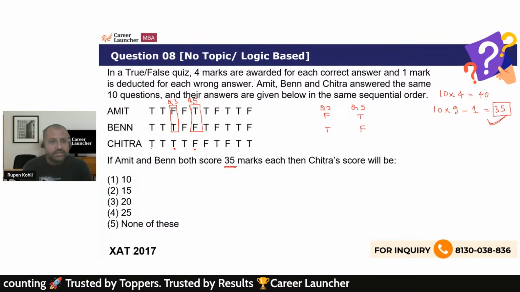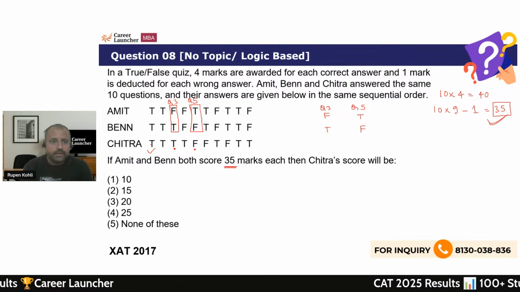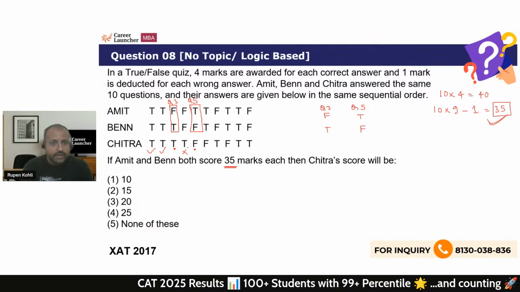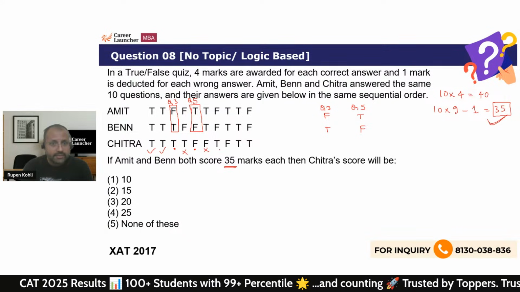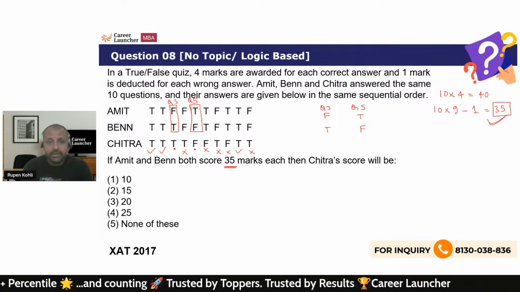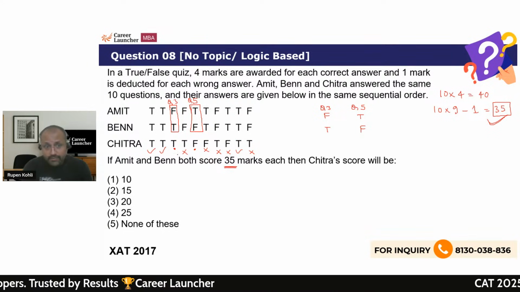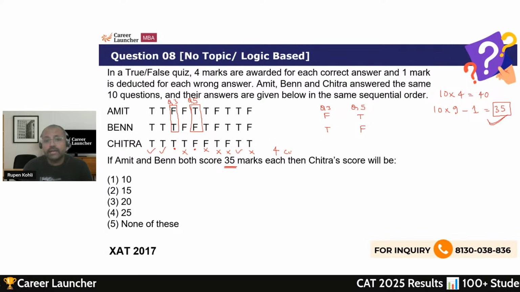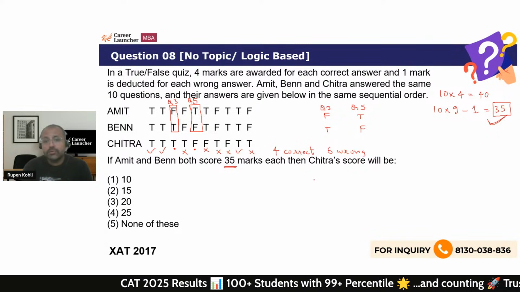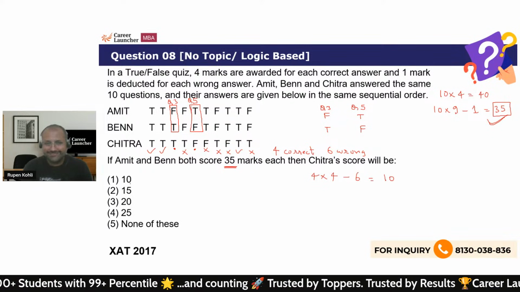Right? So Chitra has answered the first question correctly because we should just match with them. So yes, matching TT again, she has answered this correctly. FT, this is not correct. TF, this is also not correct. FT, this is also not correct. TF, this is also not correct. TT, this is correct. FT, this is not correct. So 1, 2, and 3 correct out of these 8, and one of these 2 correct. Overall 4 correct. So 4 correct and the remaining 6 wrong gives her a total of 4 into 4, 16, minus 6, which is 10. That's your choice.